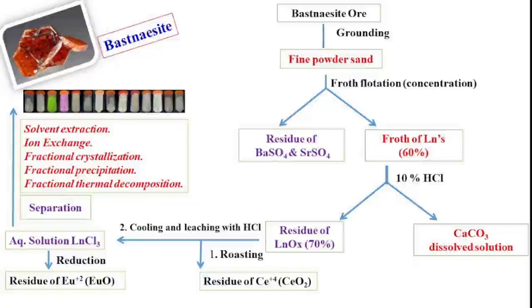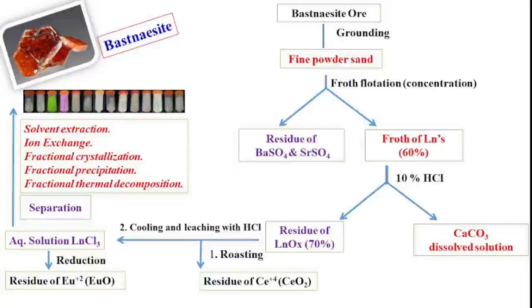This residue of lanthanum oxide is roasted, which means this is a process of oxidation in which the cerium is converted from +3 to the +4 oxidation state in the form of oxide, and can be separated out very easily. The remaining part is cooled and leached with HCl, in which, except cerium, which is separated out in the form of residue, the lanthanum oxide is converted to lanthanum chloride in aqueous phase. So we get the lanthanides in the form of aqueous lanthanum chlorides, and in a similar fashion to oxidation, cerium converts from +3 to +4.